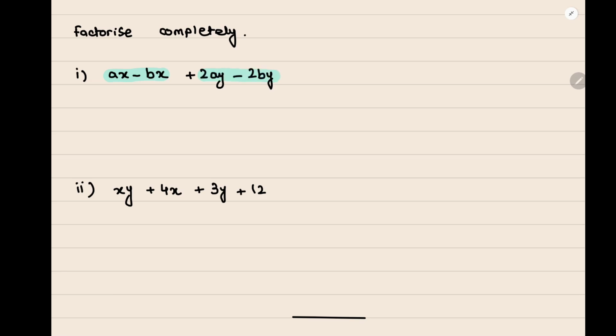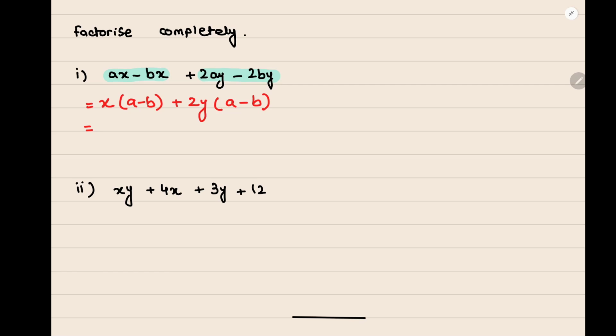So now I'm going to treat these groups separately. I will take common from the first group. I can see it very clearly that X will be common. So inside it would be A minus B. And from the last two terms, I can take common 2 and a Y. So inside I'm having A negative B.